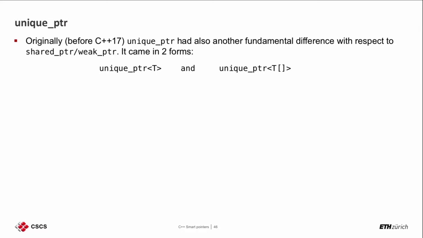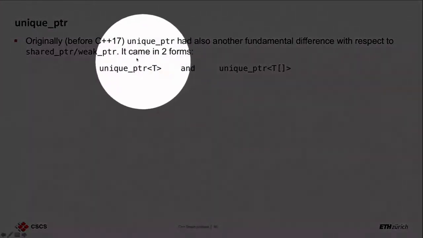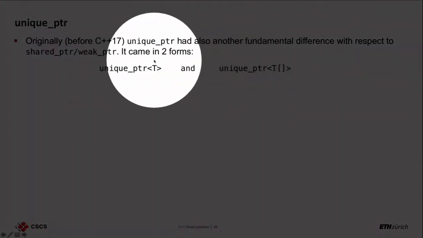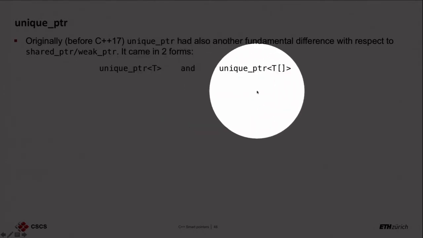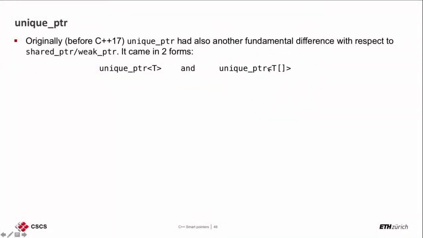Before C++17, the unique pointer was also a bit different with respect to the shared and weak pointer, not only for the move semantics, but also because it was the only one coming in two forms: a unique pointer to a single type or a unique pointer to an array. Now this is no longer the case because you have also shared pointer that has the same two versions.